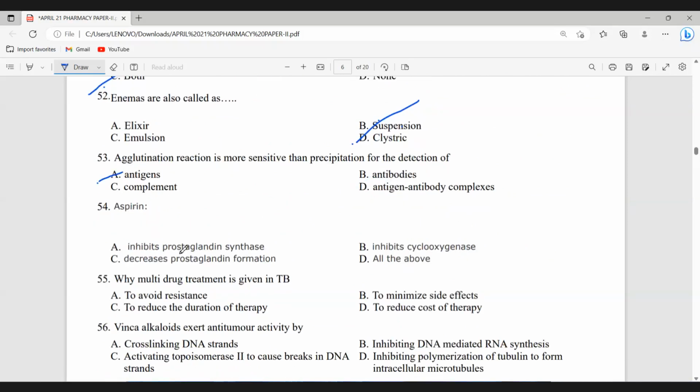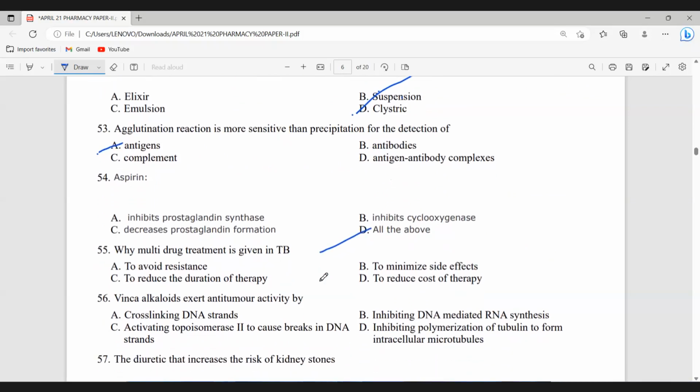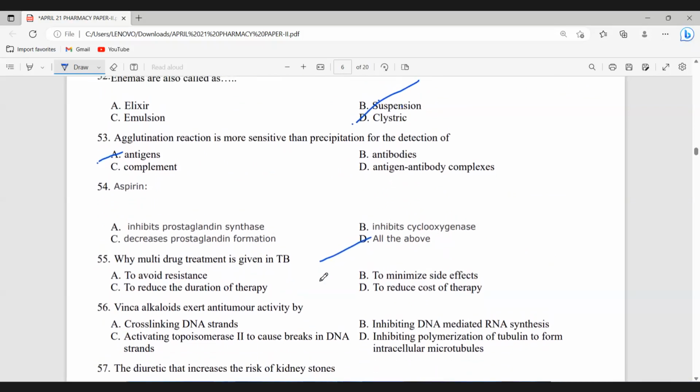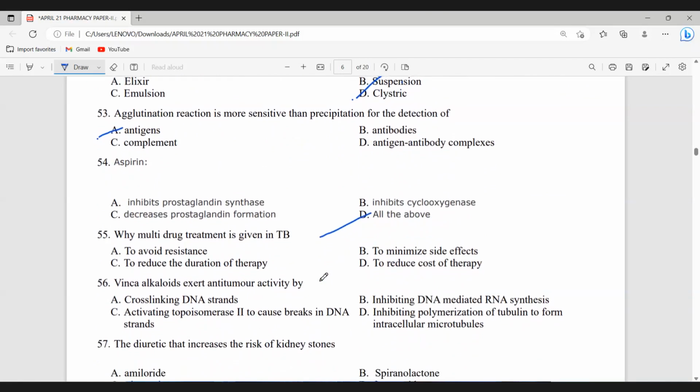Then 54, aspirin, direct mechanism of action. This is correct. It inhibits prostaglandin synthesis, cyclooxygenase, and decreases prostaglandin formation. The answer is all there. Take a screenshot of this 54th question. As it is, memorize this.